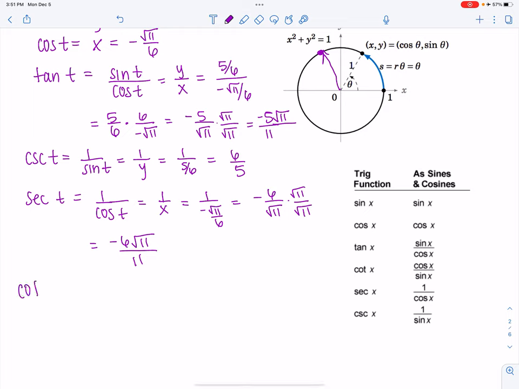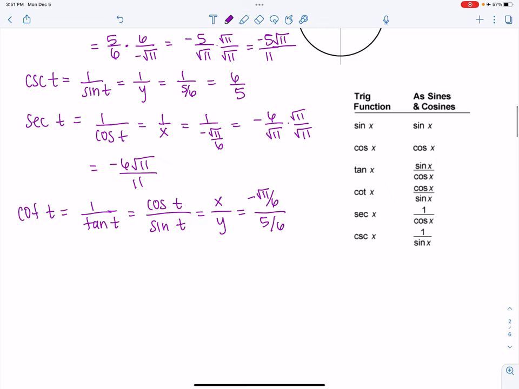Lastly, cotangent. What do I know about cotangent? It's 1 over tangent. And that would be cosine over sine this time. My cosine is representative of x. My sine is representative of y. So this leaves me with negative root 11 over 6 over 5 over 6.